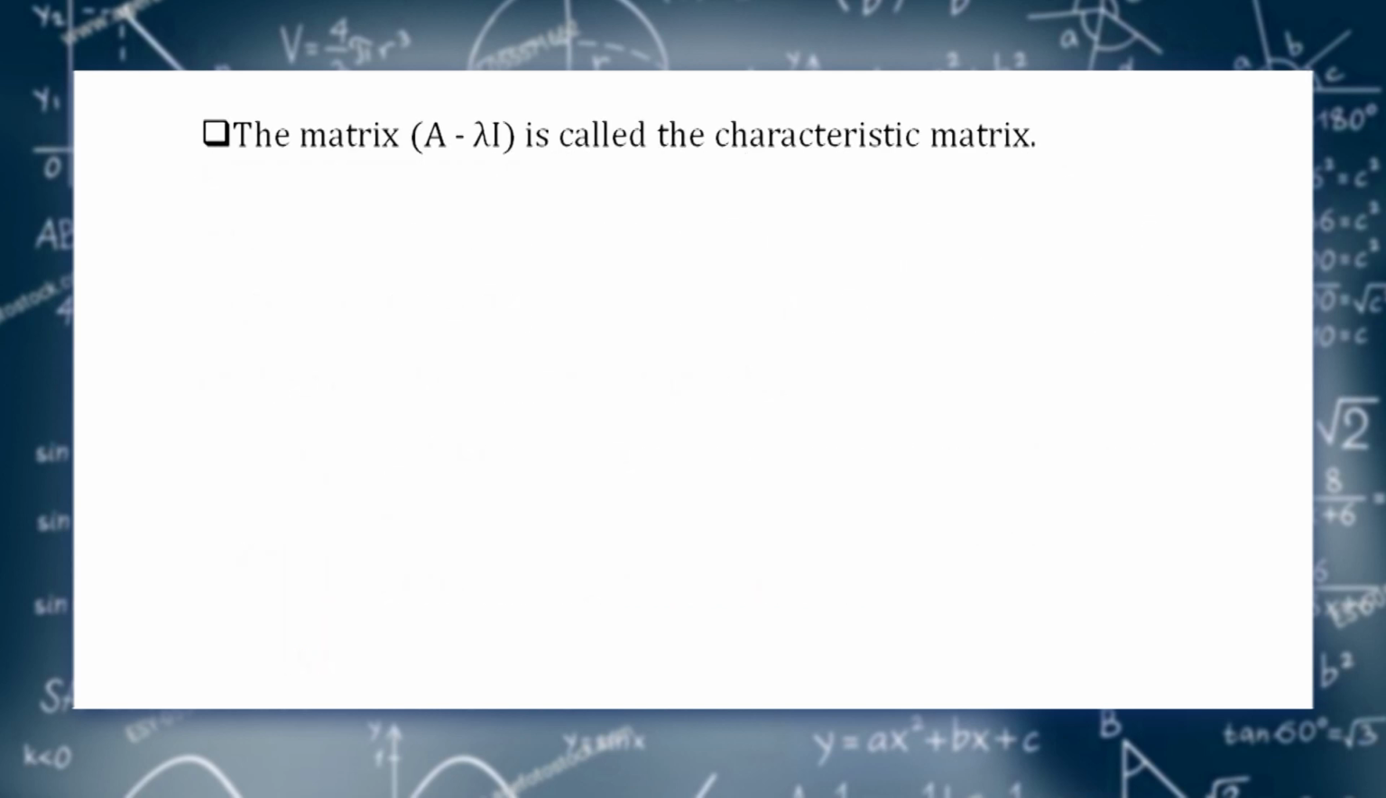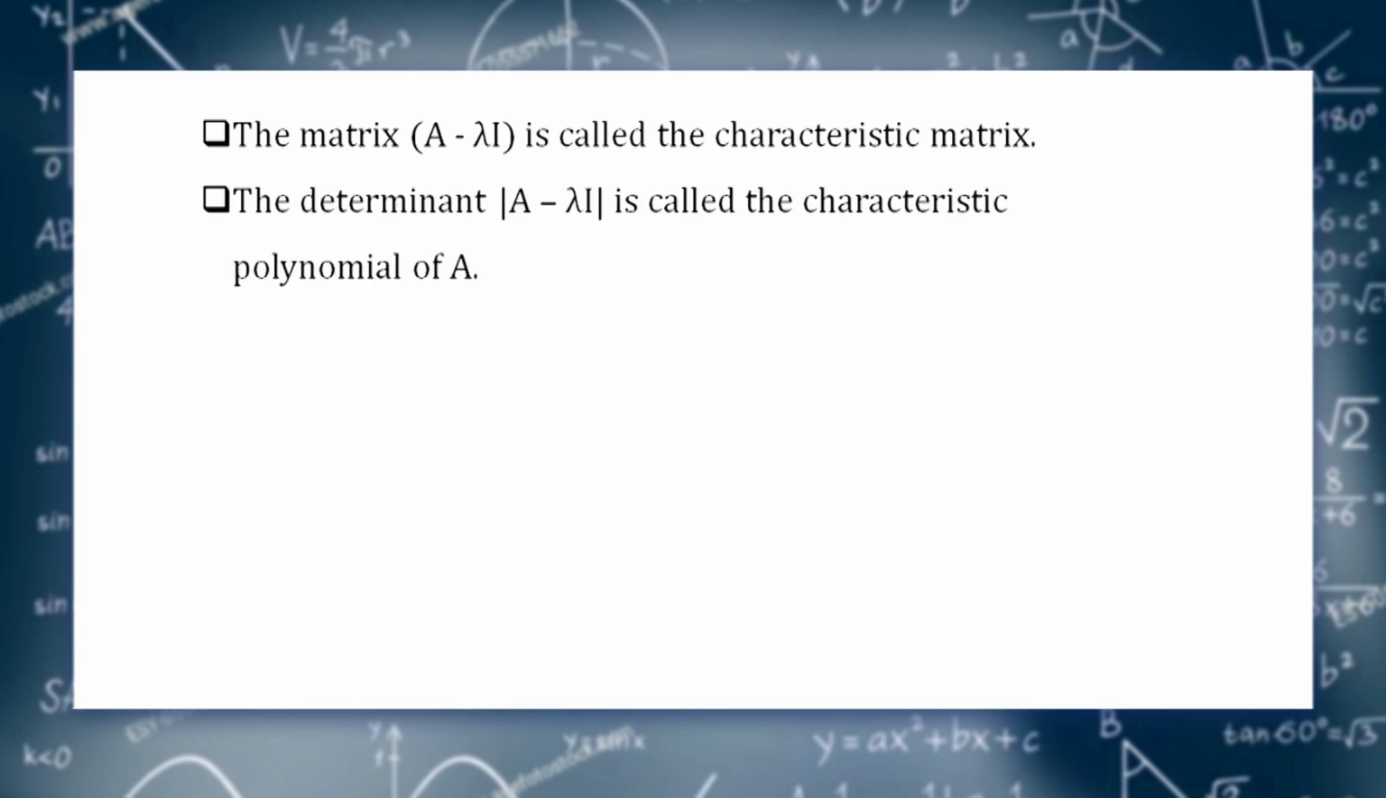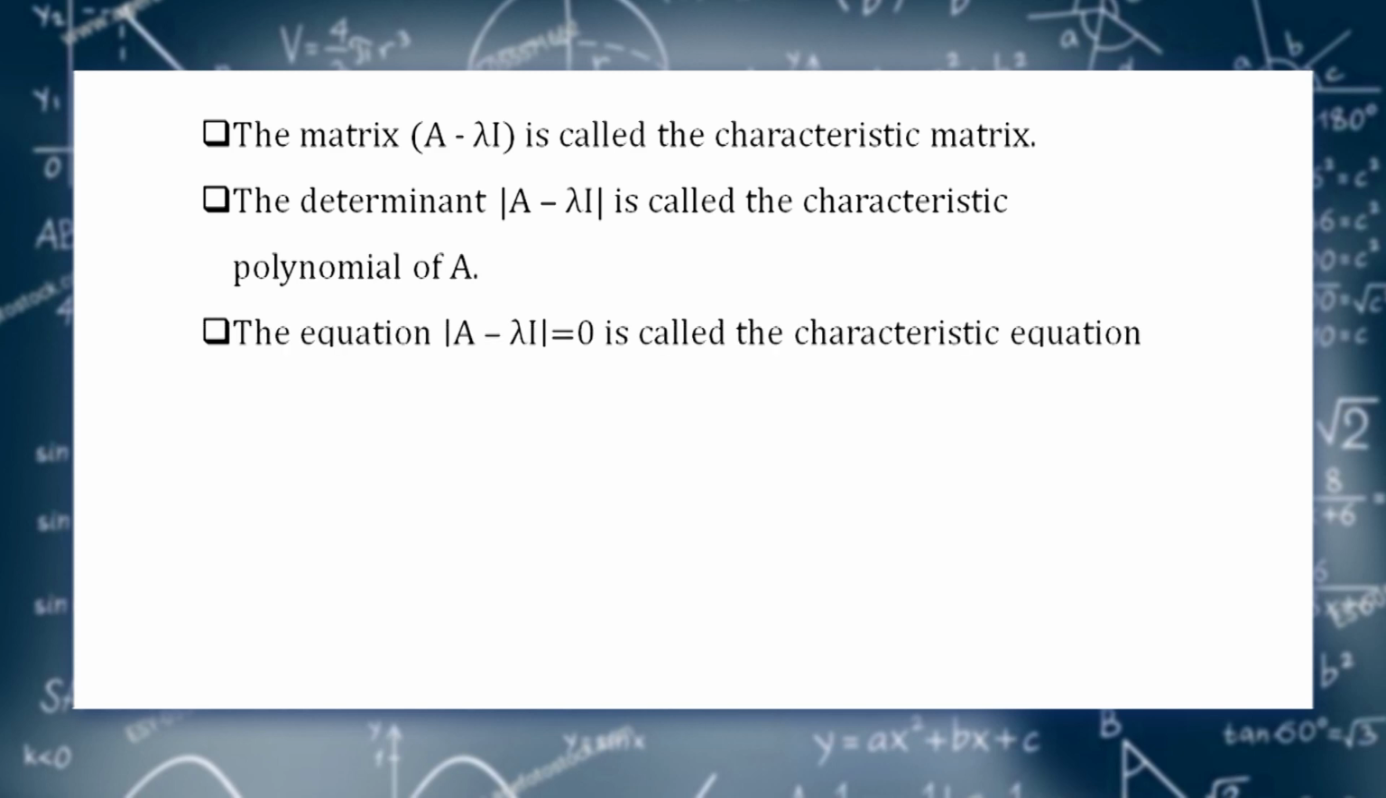The matrix A minus lambda I, this expression, is called the characteristic matrix. Lambda is a scalar quantity, I represents the unit matrix and A represents the square matrix of order n. The determinant of this expression, determinant of A minus lambda I, is called the characteristic polynomial of matrix A, and if the equation takes the form determinant of A minus lambda I equal to 0, then it is called the characteristic equation of matrix A. This characteristic equation is very useful to determine the value of eigenvalue lambda.